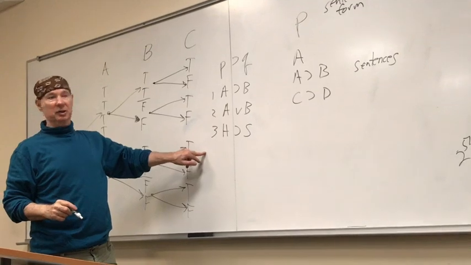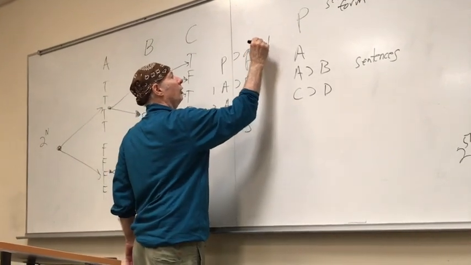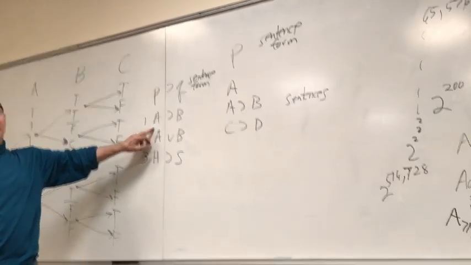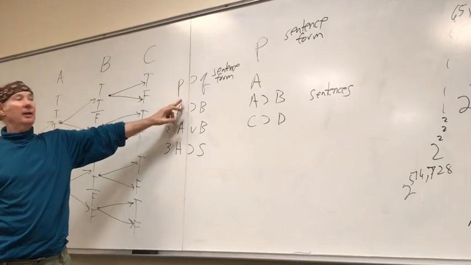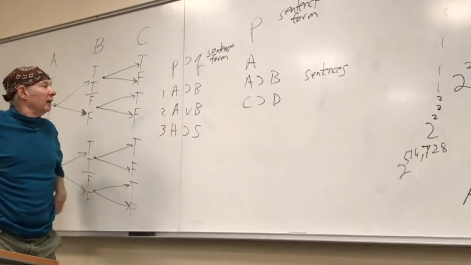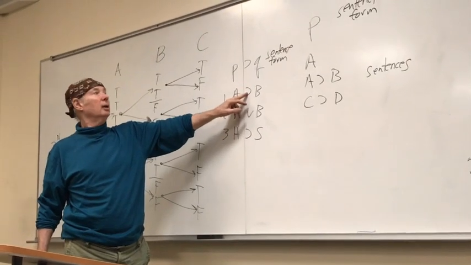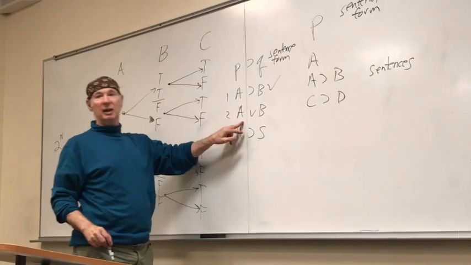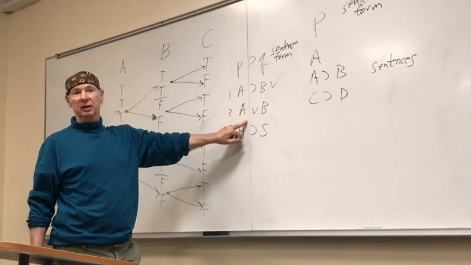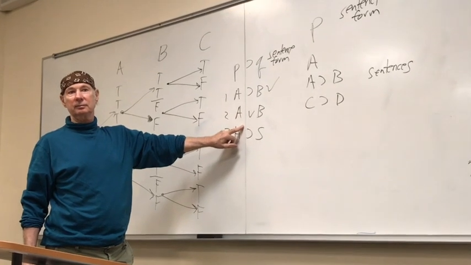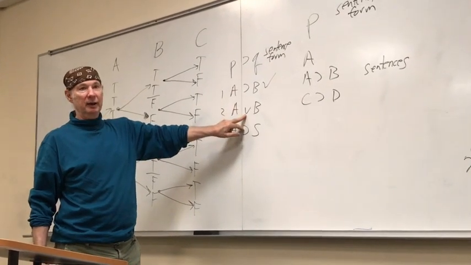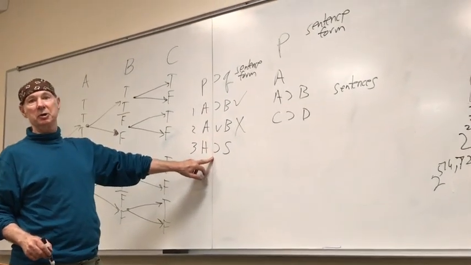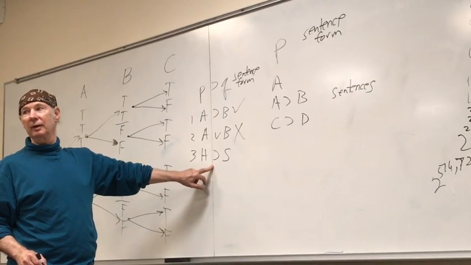Here are three sentences, and that's a sentence form. Does this sentence have the same shape as that form? Yeah. You have a horseshoe, and here you have a horseshoe, something to the left, something to the right. Does this sentence have the same shape as that sentence form? No, because that's a wedge, and that's a horseshoe. Does this sentence have the same shape as that sentence form? Yeah.